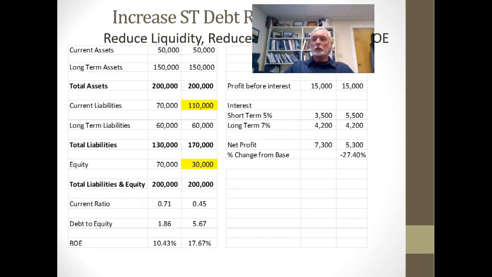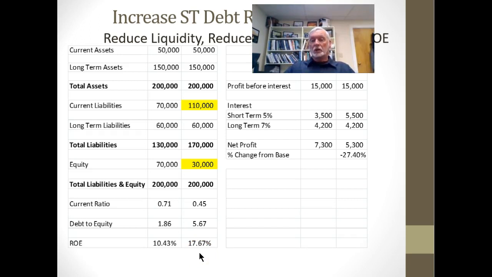And then finally, I can go the other way. I can get even more risky. I can reduce liquidity, reduce solvency, and increase return on equity. So I can borrow short term and buy back stock. Whoa, that's really risky because look what happens. Our current ratio goes to 0.45. Our debt to equity ratio goes to 5.67. But we make more money than we did in the last scenario, still less than we were making to begin with. But my return on equity goes to 18%.